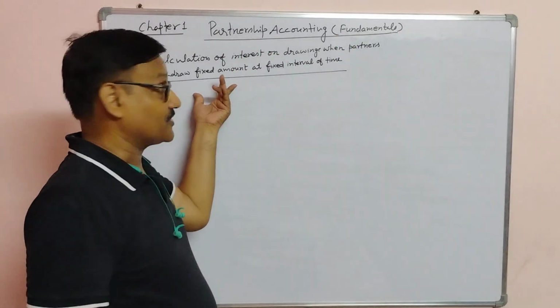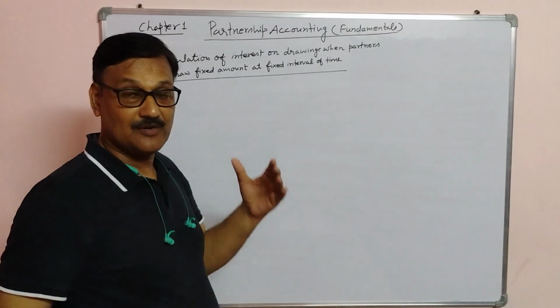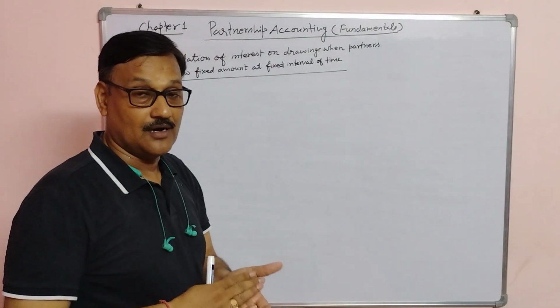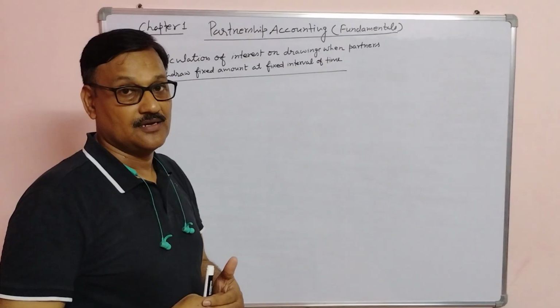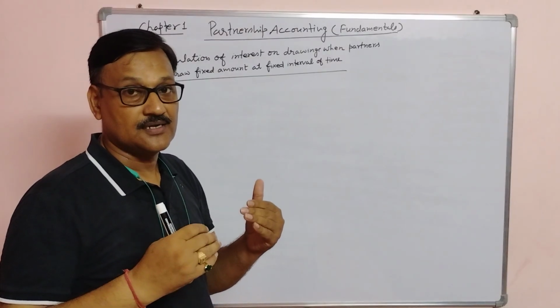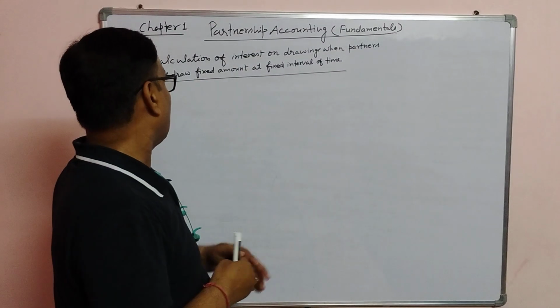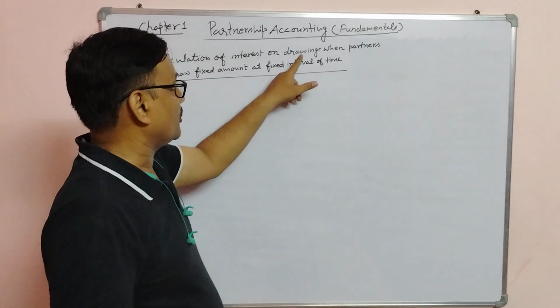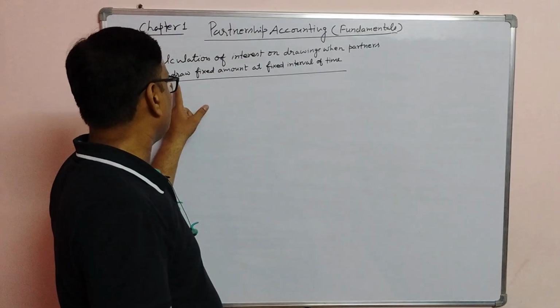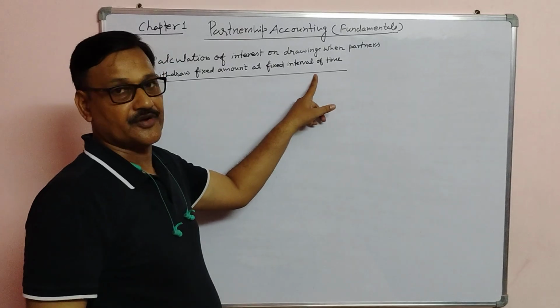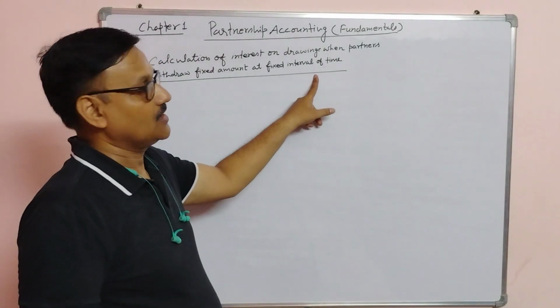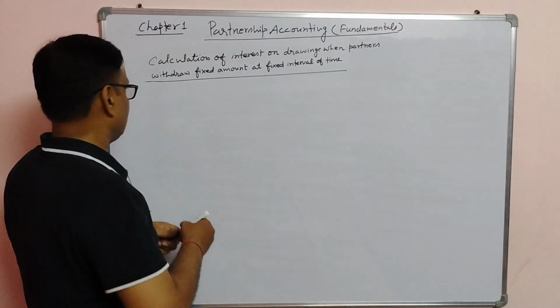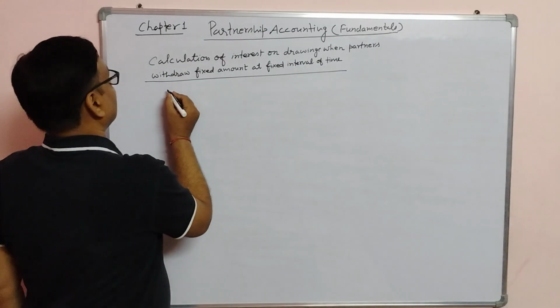कल हमने आपको बताया था कि हम सिंपल मेथड और प्रोडक्ट मेथड से कैसे इंटरेस्ट ऑन ड्राइंग का कैलकुलेशन करते हैं. आज हम आपको बताएंगे कैलकुलेशन ऑफ इंटरेस्ट ऑन ड्राइंग when partners withdraw fixed amount in the fixed interval of time. मतलब, let me tell you with an example.